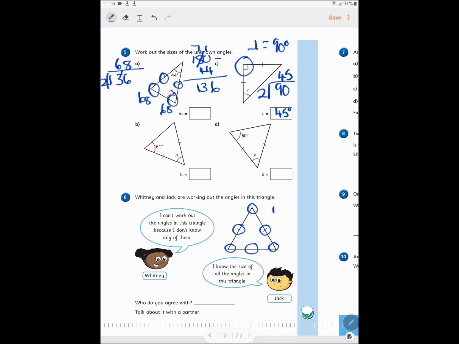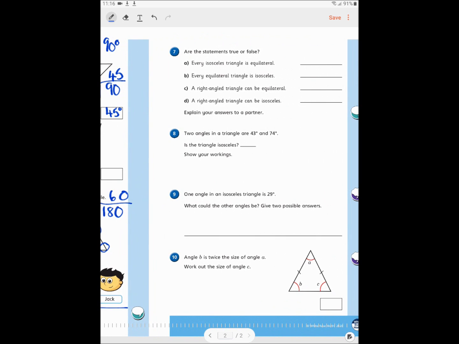So I can simply divide 180 by 3, which is going to give me, so 3's into 1 don't go, 3's into 18 goes 6 times. So I've got 60 degrees, okay? Now, Jack here was the one that was right because he didn't need to know any individual angles purely because it was an equilateral.